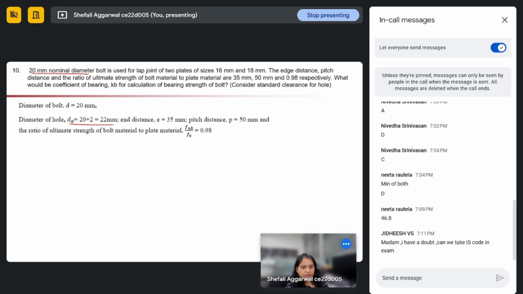Can I take IS code in exam? I'm not sure. I have to confirm it with the PMRF team, then I will let you know. But normally, I think you can take your IS code. I will tell you by the next class. Okay.